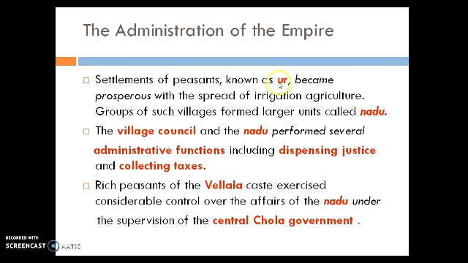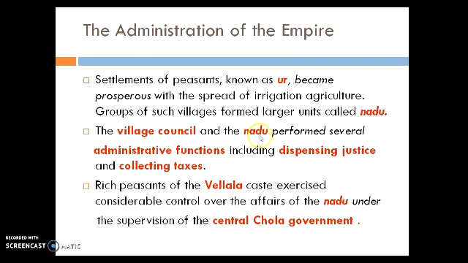So this term Ur means it is a general assembly of a village. It contains some tax-paying residents. A group of such villages formed large units called Nadu. So small villages are grouped into large units called Nadu.